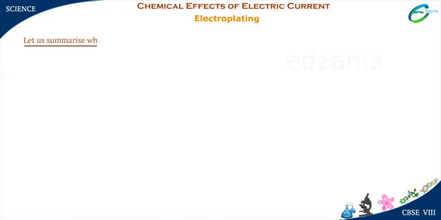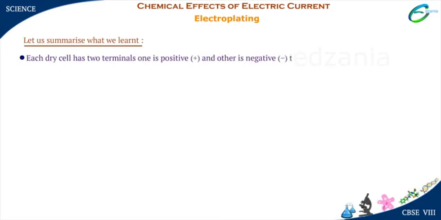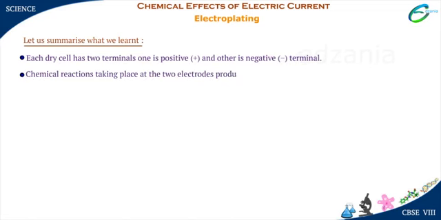Let us summarize what we have learned. Each dry cell has two terminals. One is positive and the other is negative terminal. Chemical reactions taking place at the two electrodes produce electricity. A battery converts chemical energy into electrical energy.